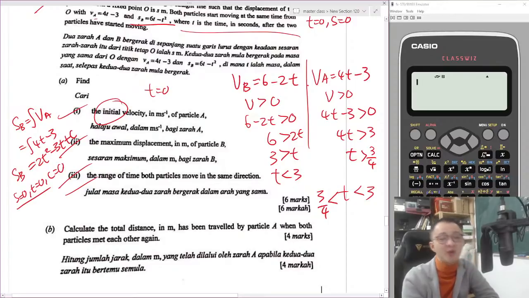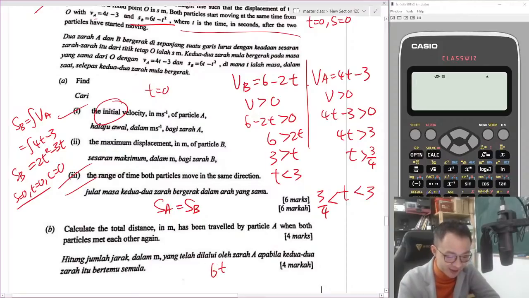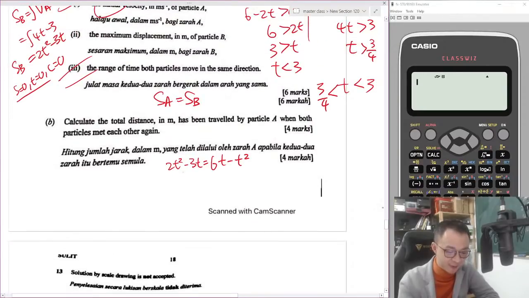Why do I have this? Because both of them depart from the origin. At the origin s is 0, and depart means time equals 0. So therefore c is equal to 0. Now I have the equation for sA. Since both of them meet, it means sA must equal sB, because this is where they meet. Why do I want to do that? I want to know when they meet, I want to find the t value here. So sB is 6t minus t squared, and sA is 2t squared minus 3t. I just equate them, and it seems like a quadratic equation. Let's solve it.